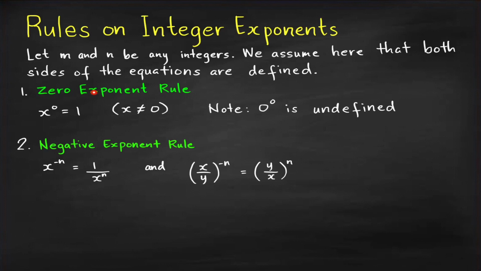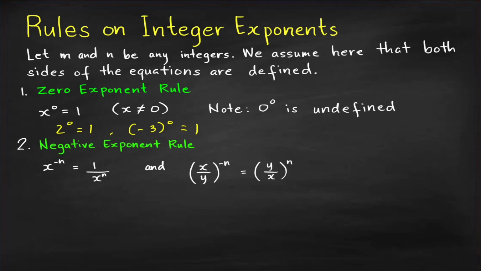So the first rule, the zero exponent rule, states that any non-zero number raised to 0 is equal to 1. So for example, 2 raised to 0 is equal to 1. Let's say negative 3 raised to 0 is equal to 1, and so on. But keep in mind that 0 raised to 0 is undefined.